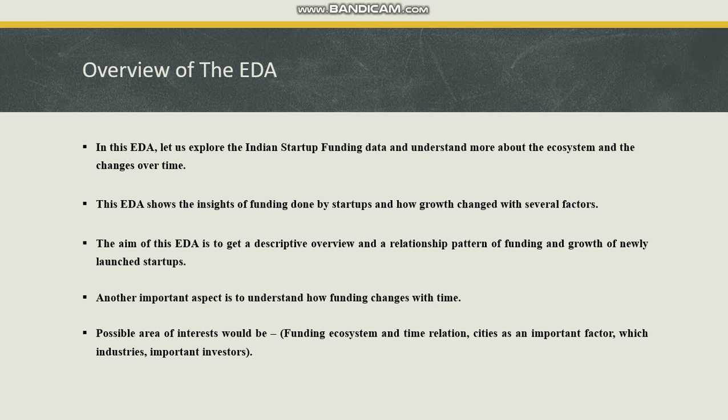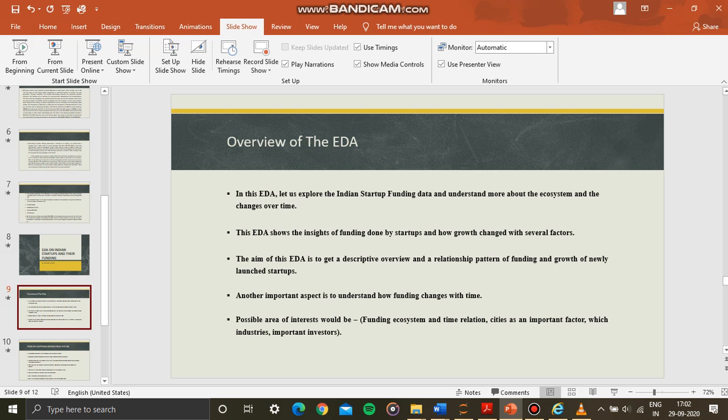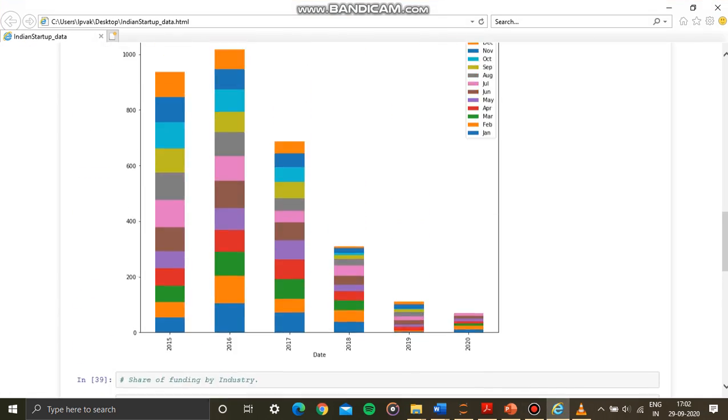Possible areas of interest would be funding ecosystem and time relation. We have seen that cities is an important factor. So which cities have been the most startup friendly, what kind of industries, and the important investors which have contributed to the Indian startups. So let's head to the analysis which we have performed.